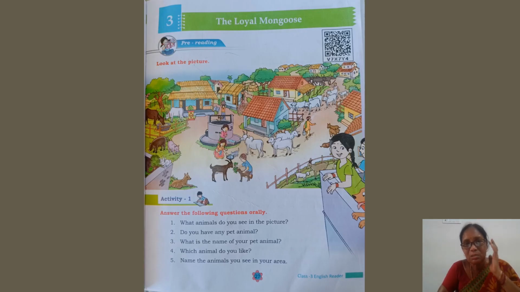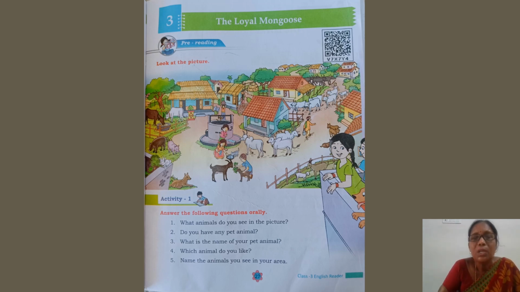Look at the picture. What animals do you see in the picture? Yes, there is a dog. There is a cow. What more can you see? There is a cat. There is a goat. There are pigs, no? Yes, there are pigs. Yes, there is a cat. Yes, these are the animals we see in the picture.